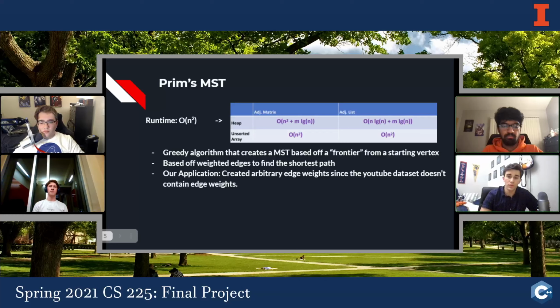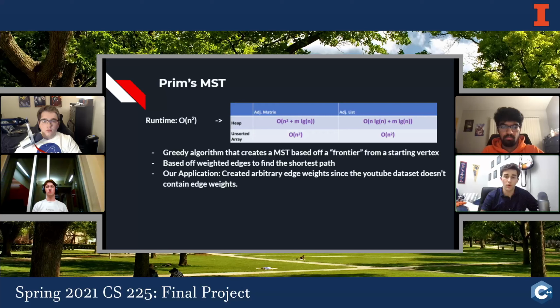The next traversal we did was Prim's minimum spanning tree. And this runtime is big O of n squared, where n is the number of vertices. And as you can see in this picture on the right here, we used an adjacency list, and we also used an unsorted array in our implementation. And so this was big O of n squared, and that simplified a lot of calculations for us.